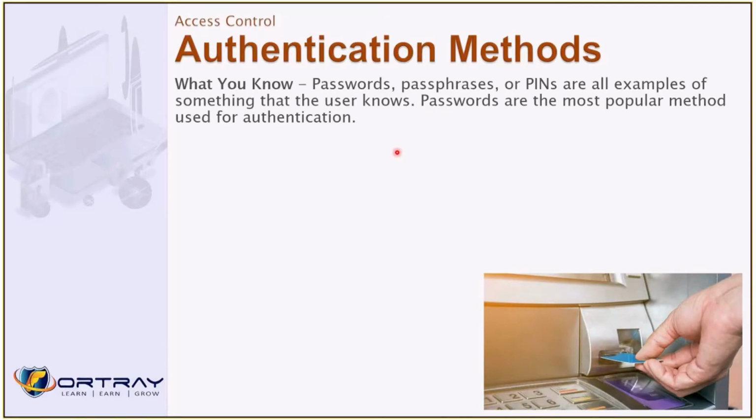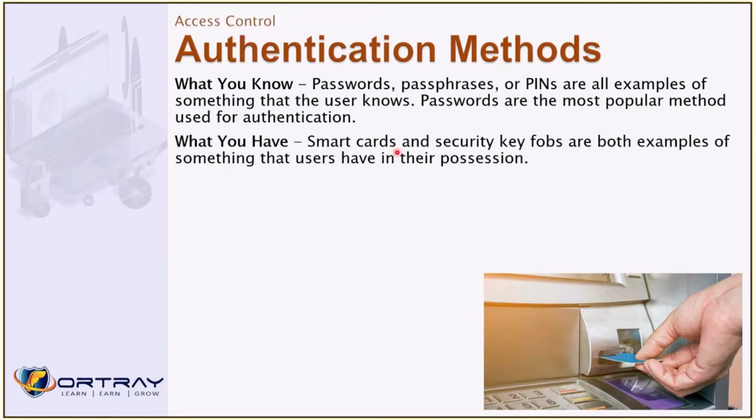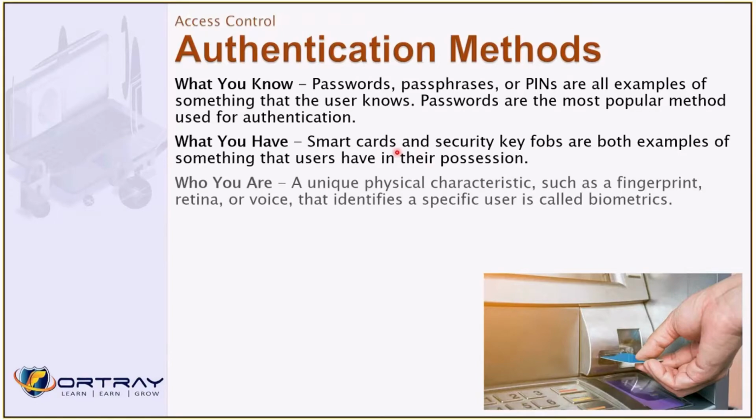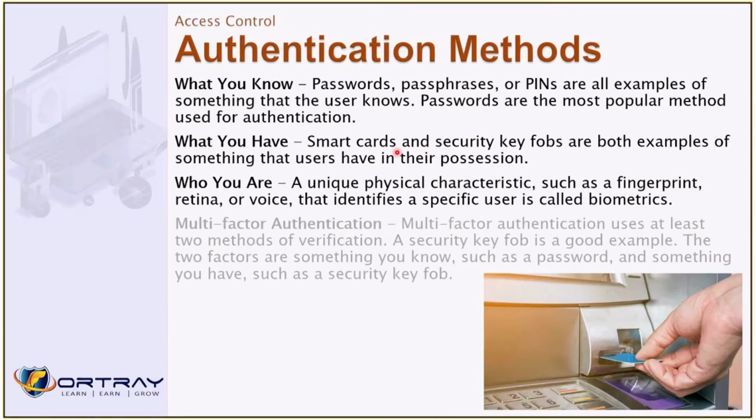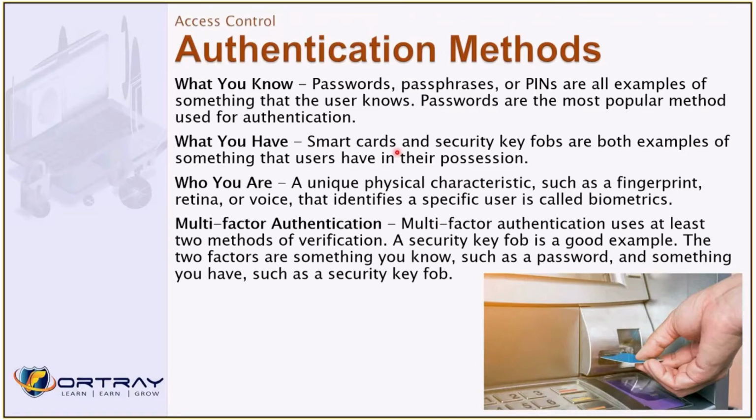Okay, what are the authentication methods? Password, PIN, passphrases are examples of something the user knows. Passwords are the most popular method used for authentication. What you have: a smart card, as well as secret key fobs. What you are: unique physical characteristics such as fingerprint, retina, and voice can also be used for authentication. Multi-factor authentication uses at least two methods of verification. A secret key fob is a good example. These two factors are sometimes a password and something that has the secret key.